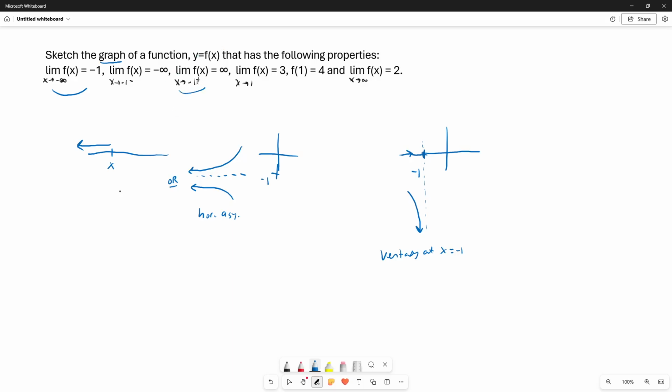The next limit, we have x is also approaching -1, but from the right side, so from the other side, and the limit is positive infinity. So at this vertical asymptote on the right side, the curve is going to go up to positive infinity.